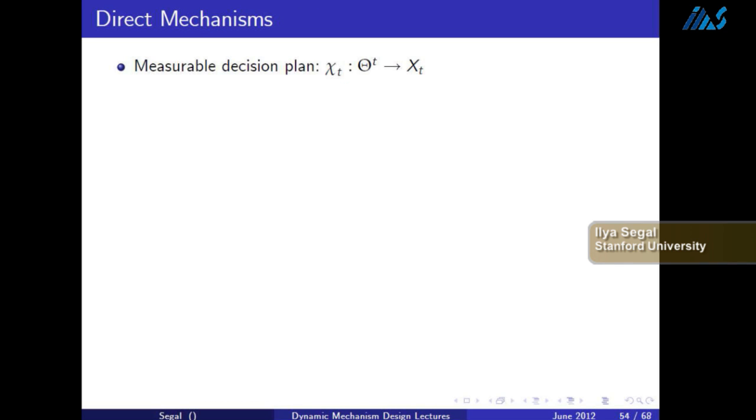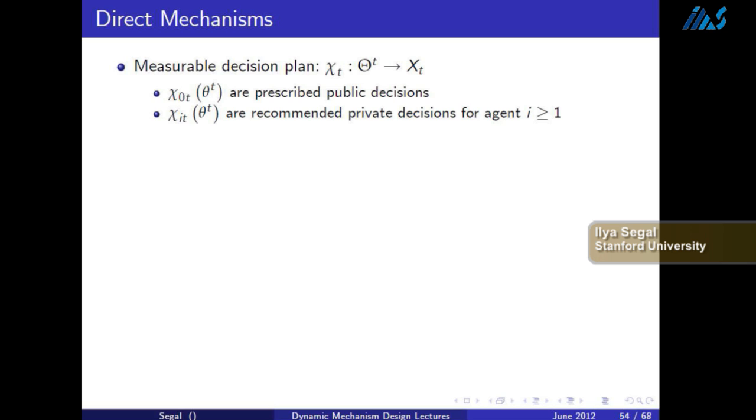Now, we'll look at direct mechanisms where the decision plan tells you in each period what decision should be made as a function of the history. The decisions here are public decisions, which is what the mechanism can enforce, indexed by 0, so chi 0t, and then chi it. These are recommended private decisions. So the mechanism will give recommendations to the agents, but of course you have to ensure that the agents don't disobey those recommendations, because nobody will observe whether they actually follow the recommendations or not.